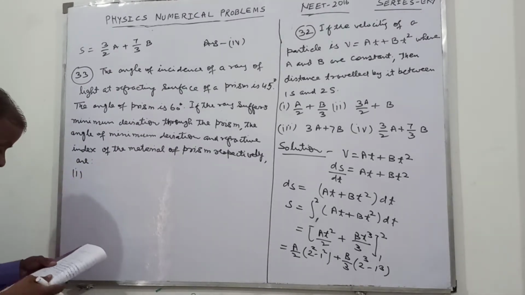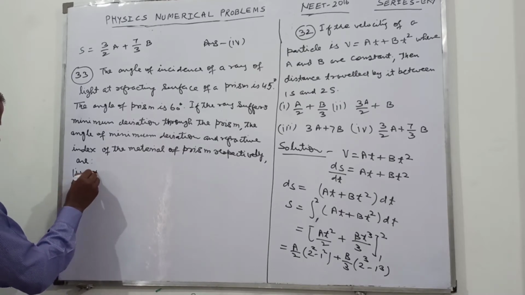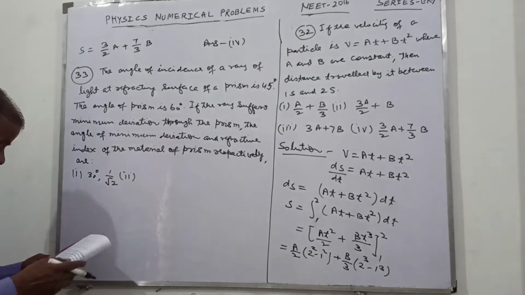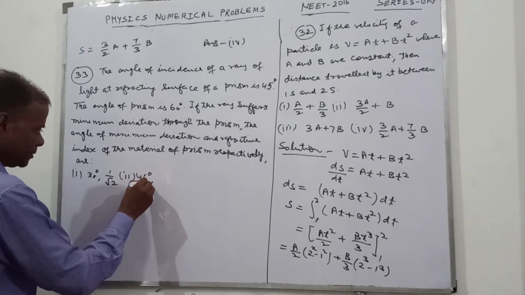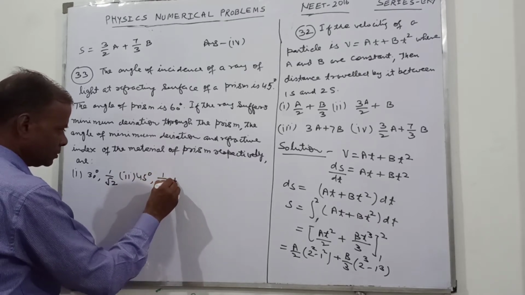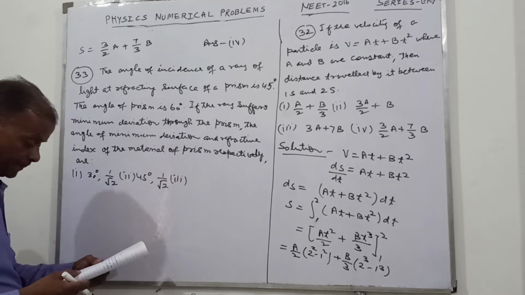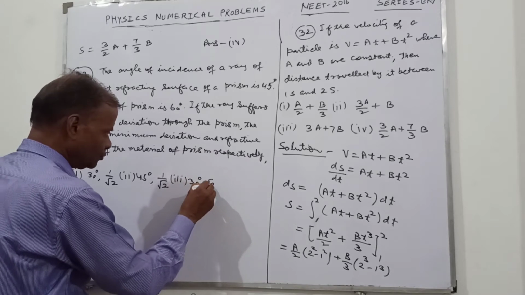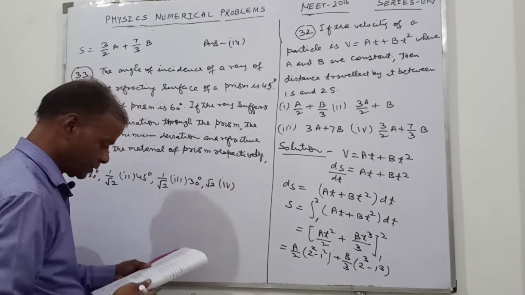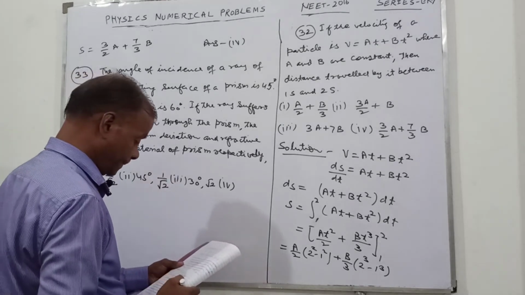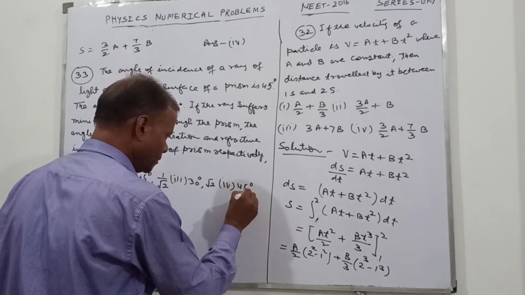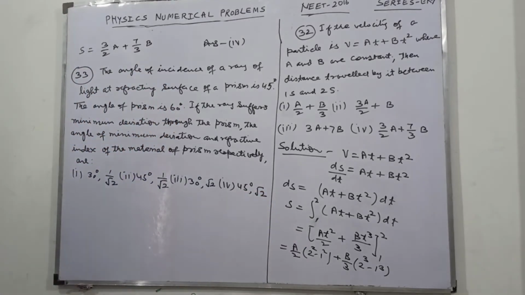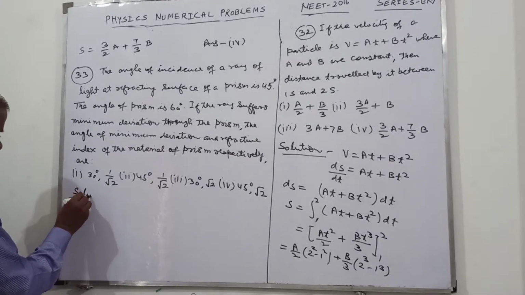Now first option is 30 degree, 1/√2. Second option 45 degree and 1/√2. Third option 30 degree and √2. And fourth option 45 degree and √2. These are the given options. So now the solution to this question.